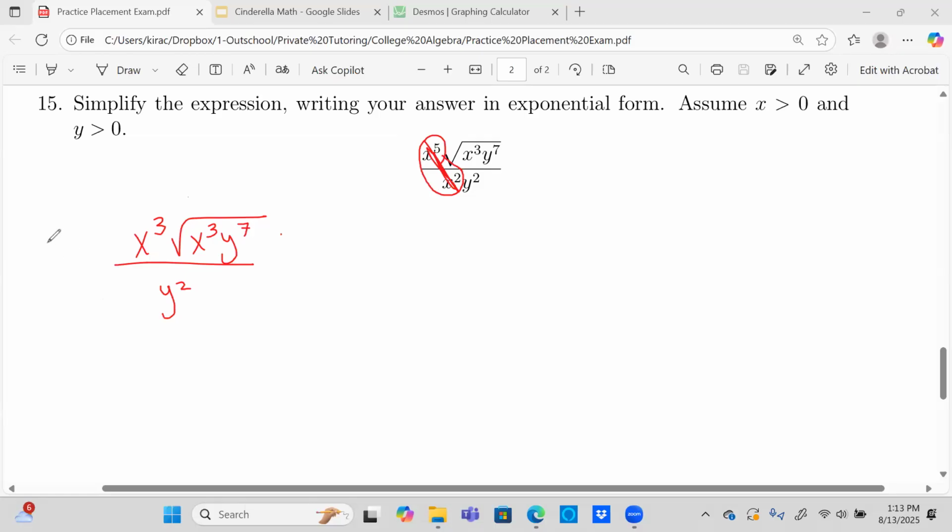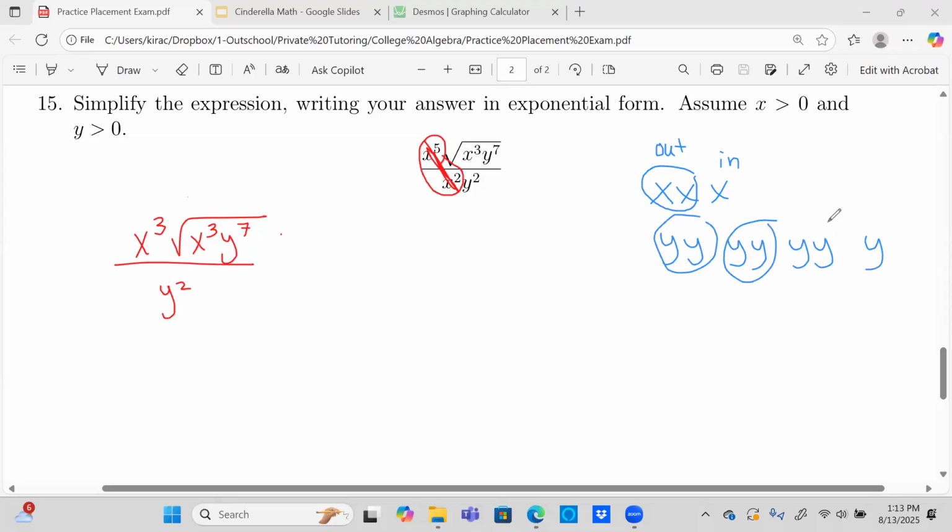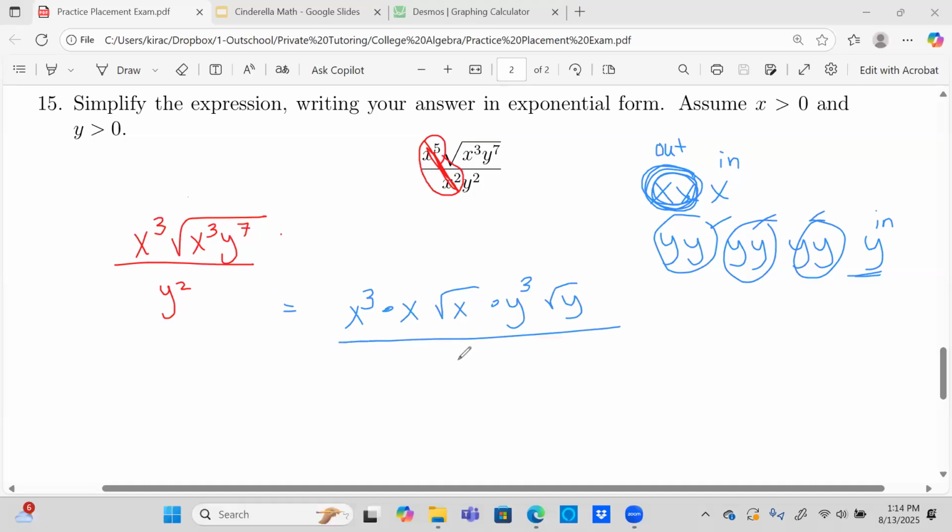Okay. Write your final answer in exponent form. So with a square root, we're looking for partners. So we have 3 x's. So this would be a partner. So this would come out. This would stay in. And we have 7 y's. 1, 2, 3, 4, 5, 6, 7. Partner, partner, partner. So this would stay in. So the top is now x cubed. This one set is coming out. 1 stayed in. And with the y's, 1, 2, 3. So 3 sets came out. This one stayed in. And on the bottom, we still have y squared.